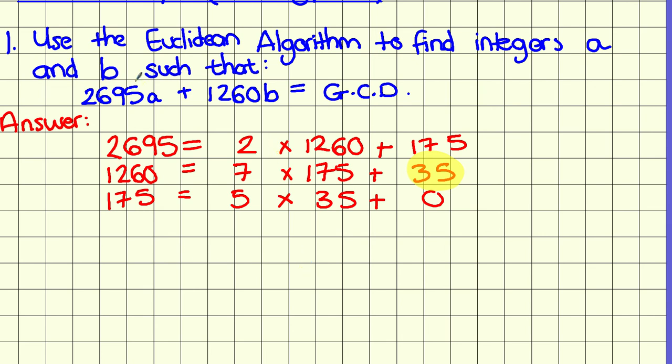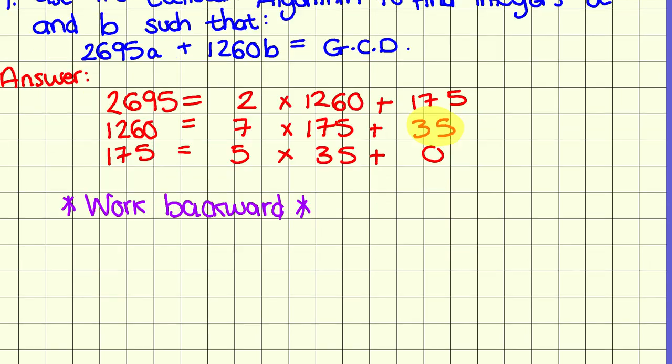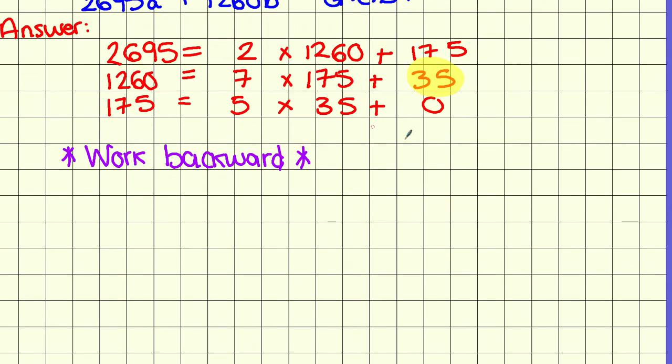Now, we need to find integers a and b such that something times your 2695, and so on, equals your greatest common divisor. What we need to do is work backwards. I'm just going to write a note in here: work backwards. It's quite a strange technique, but the more you do it, the more it'll become dead quick for you.